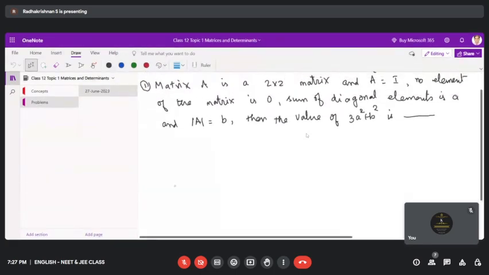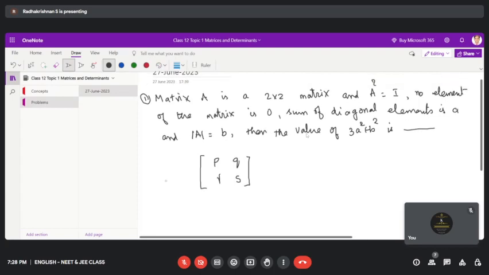It's given that matrix A is a 2 by 2 matrix. Since the letters A, B are used, let us say it is P, Q, R, S. It is very easy actually; once you start, it will become very easy. So let us assume that the matrix is P, Q, R, S. This is only a 2 by 2 matrix, right? And it is given that A square equals I. So this is your A. Now find A square and equate to I. Then you will get some equations.